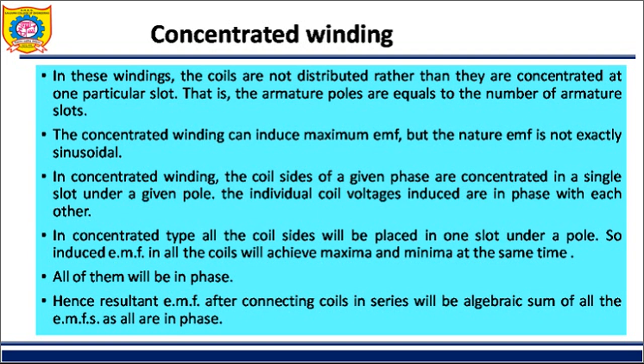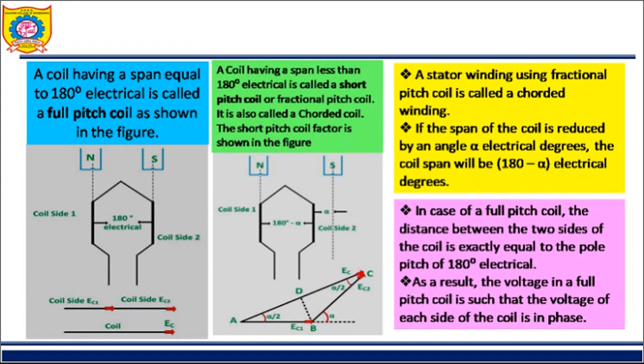Now we can go with another detail. See the figure. Here I am showing coil side number 1 and coil side number 2. Coil side number 1 is under the N pole and coil side 2 is under the influence of the S pole. Both coil sides are separated by 180 electrical degrees. A coil has a span, which is equal to 180 degrees. So this is called a full pitch coil.